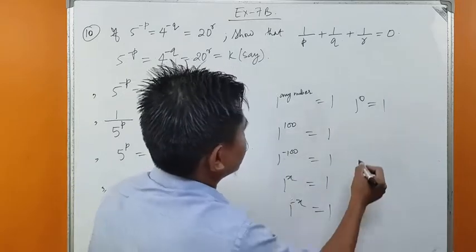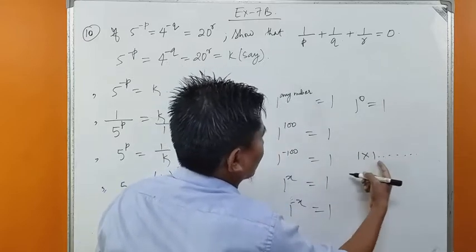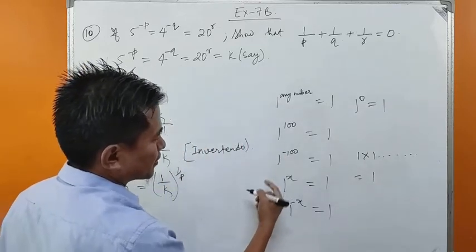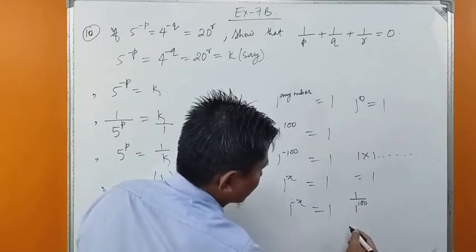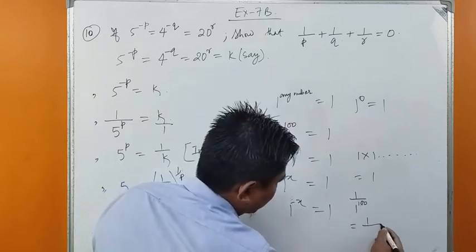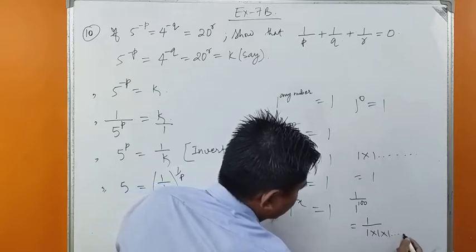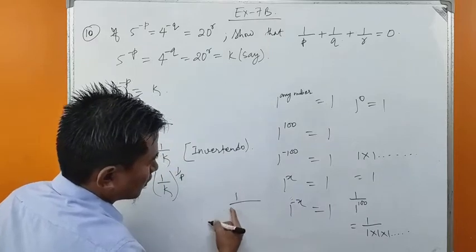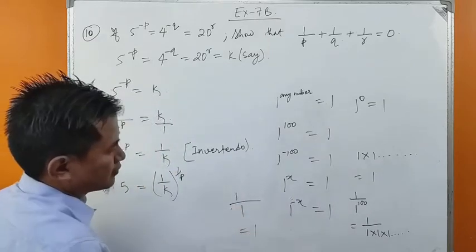1 to the power 100 means 1 multiplied 100 times. No matter how many times you multiply 1, you get 1. 1 to the power minus 100 means 1 upon 1 to the power 100, isn't it? So 1 upon 1 multiplied 100 times. No matter how many times you multiply 1, you get 1. 1 upon 1 means 1, isn't it?